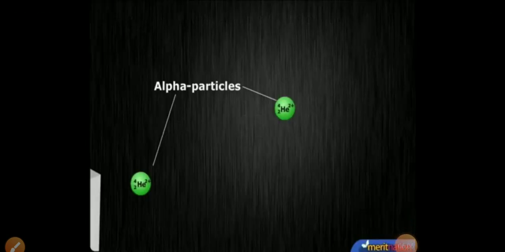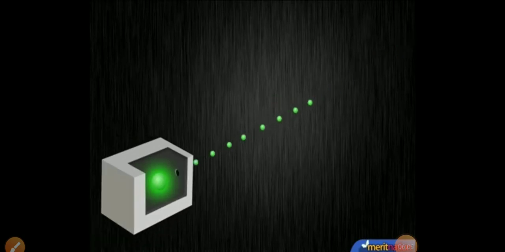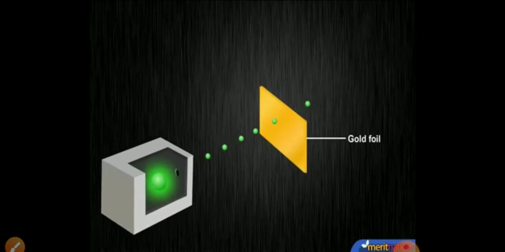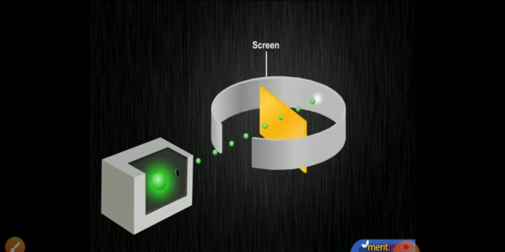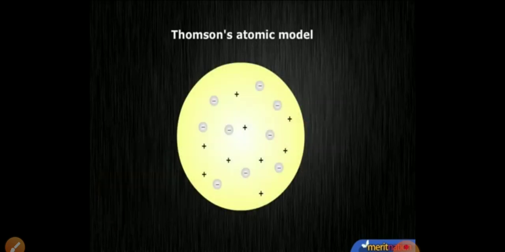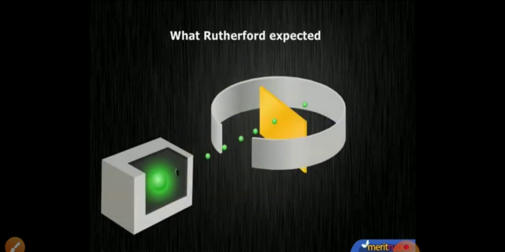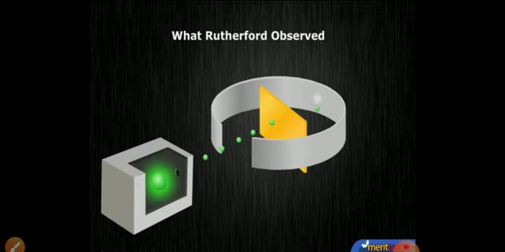Ernest Rutherford bombarded fast-moving alpha particles on a thin gold foil. He observed the reflection of the alpha particles with the help of a screen. Now, according to Thomson's atomic model, an atom consists of a positively charged sphere with electrons embedded in it. So, Rutherford expected that almost all the alpha particles would pass straight and only small deflections would be observed, if any. However, Rutherford got totally contrasting results. From his experiment, he made the following observations.